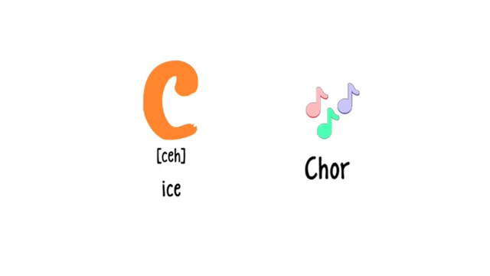Let's have a look at the letter C, which is pronounced like the C in the word ice. In the German language, words which start with the letter C are normally pronounced like the letter K. Here we have the word Chor, which means choir.